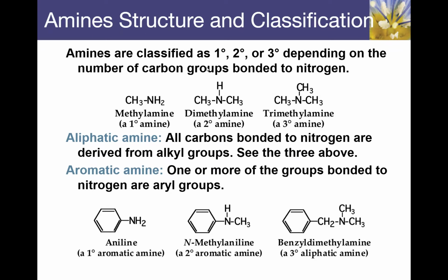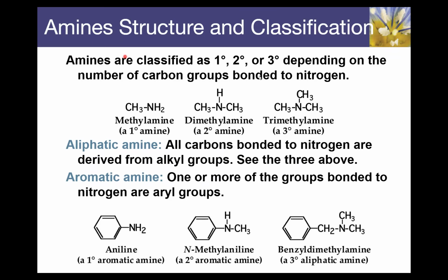So amines are classified as primary, secondary, or tertiary, just like alcohols. And that just depends on the number of carbon groups bonded to nitrogen. Here, for example, if there's one carbon group bonded to a nitrogen, it's a primary. If there are two carbon groups, it's secondary. If there are three carbon groups, it's tertiary, just like the alcohols.